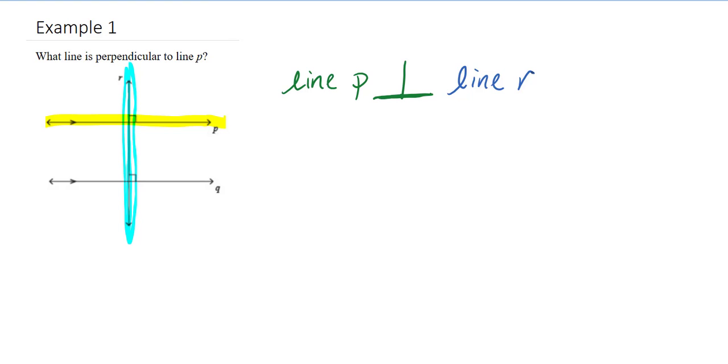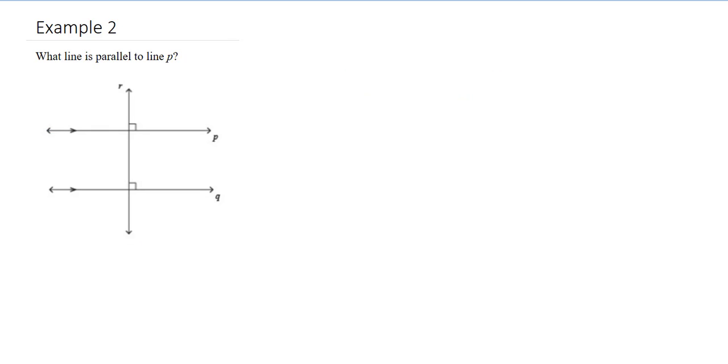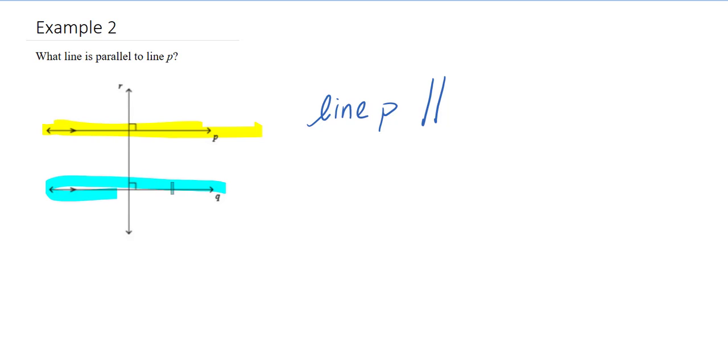Now let's do the next example. So example 2, what line is parallel to line P? So once again, we have line P. So we got line P, but now we're doing parallel. And what do we notice? Well, this line right here looks parallel to P. So let's go ahead and write that. So line Q, because that's Q.